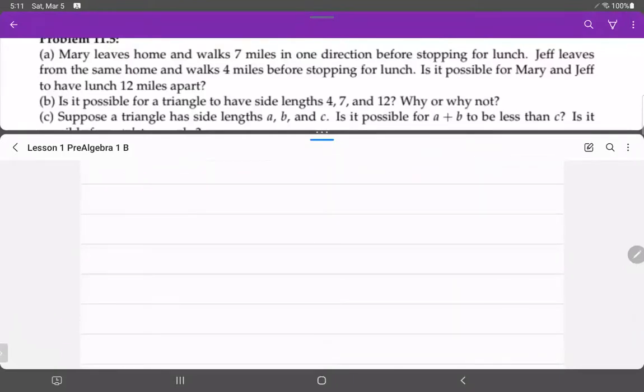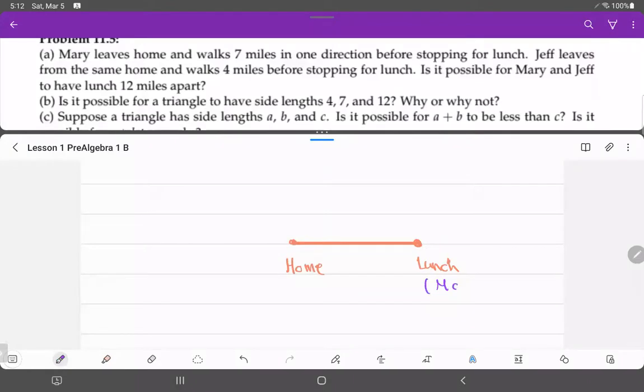So Mary leaves home. Suppose this is Mary's place. She goes seven miles in one direction before she stops for lunch. So suppose that she goes this way. She stops here for lunch. Jeff leaves from the same home and walks 4 miles before stopping for lunch. Now this is Mary. Mary is here.